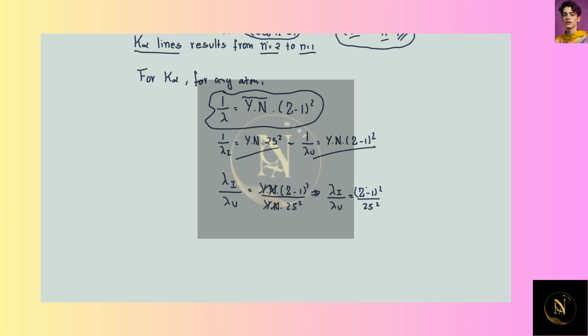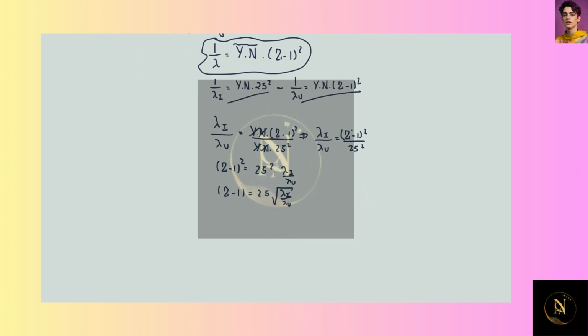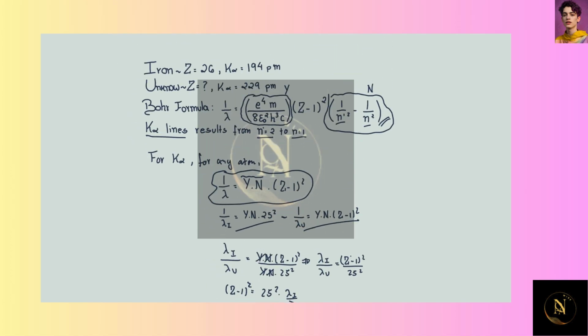And therefore, we can solve for z minus 1 to get the following. z minus 1 is then equal to 25 squared times lambda iron divided by lambda unknown. And finally, z minus 1 is equal to 25 times the square root of lambda iron divided by lambda unknown. Then we have to calculate what lambda iron divided by lambda unknown is.